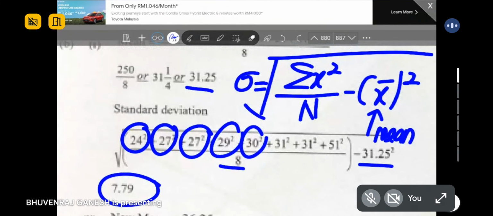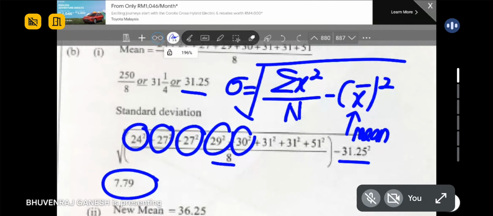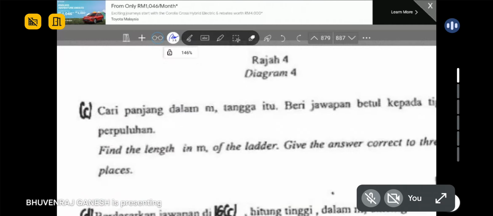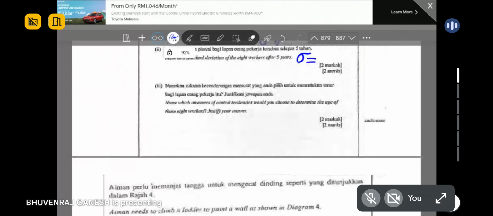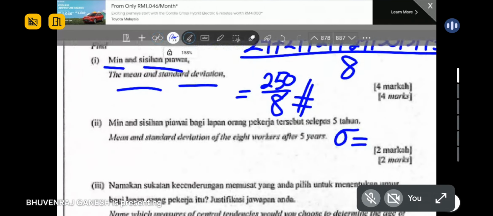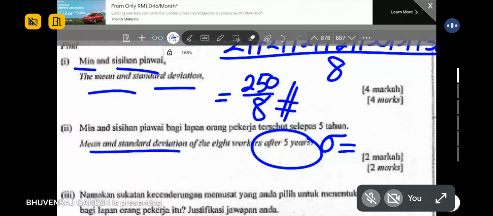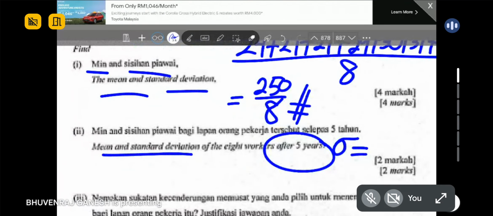Okay, simple right? Quite straightforward. Okay, 7.79. Okay, next one. So for question B2, the question says mean and standard deviation after 5 years. Selepas 5 tahun. So guys, does the value change or not? Adakah nilai dia berubah? Yes or no? They say after 5 years.